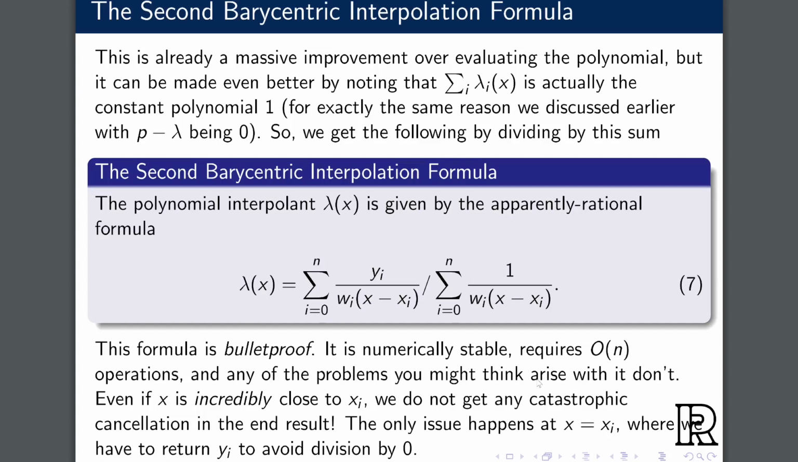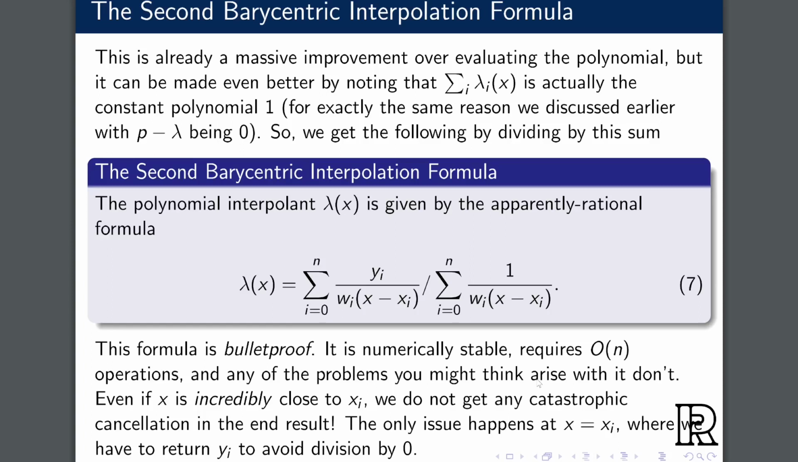I'm not going to go through and prove it, but it turns out you can do the exact same trick we did for showing that there is a unique interpolant to show that if you just add up all of the lambda i's without any yi, you're going to actually get the constant polynomial 1. This sum will just equal 1. And if you remember from algebra, we can always divide or multiply by 1 without changing anything.